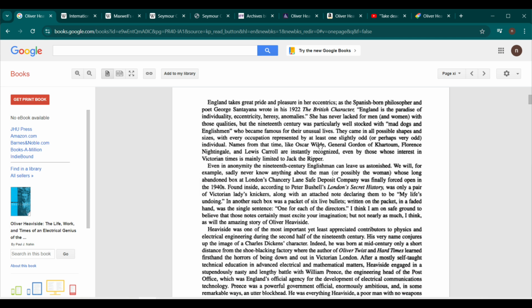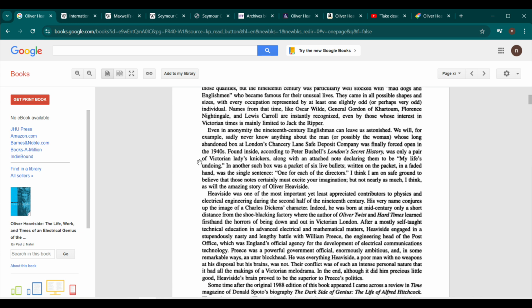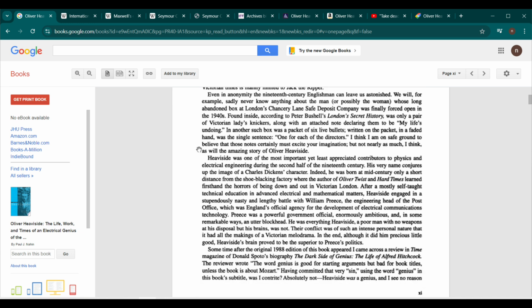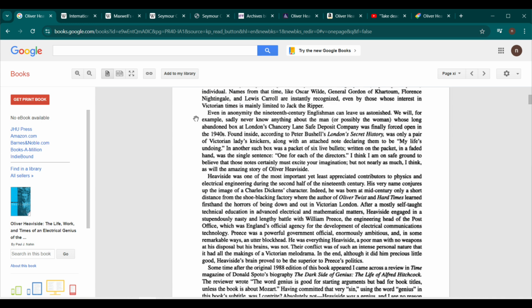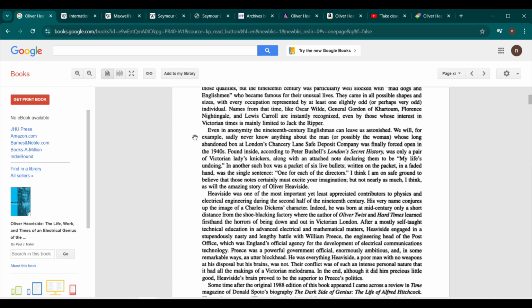So it compares him to Oscar Wilde and Lewis Carroll. What is interesting though is that there were a lot of mathematicians and scientists who had sort of humble origins. Like with Faraday, he did have very humble origins, but he wasn't weird in the same way as Heaviside.